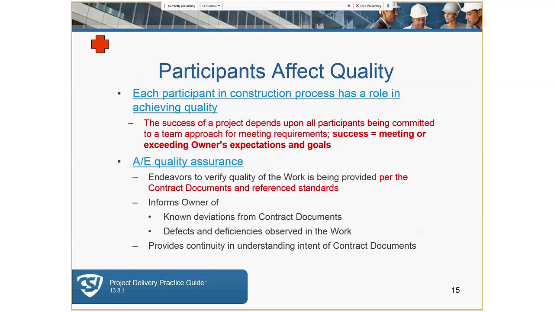The AE's role is to endeavor to protect the owner's interest in the project through observation, but not through exhaustive inspections. The AE keeps the owner informed of deviations and defects and interprets the contract documents when clarification is needed.